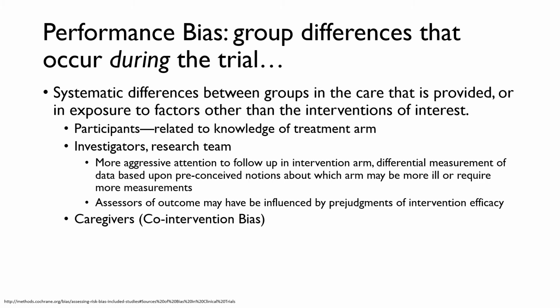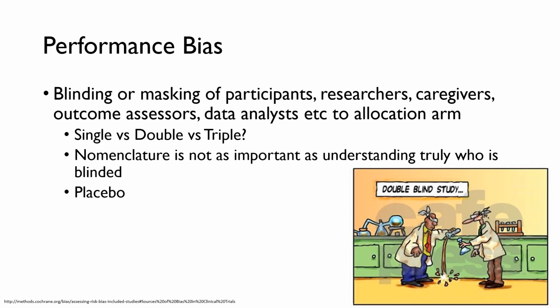And then caregivers or co-intervention bias can also affect the validity of the trial. The folks who are taking care of the patient, the physician who's taking care of the patient, may be aware that they're in this trial and treat them differently because of that. So to deal with this, we do blinding or masking of anyone that we can.